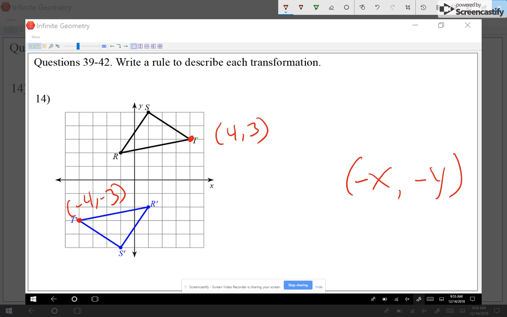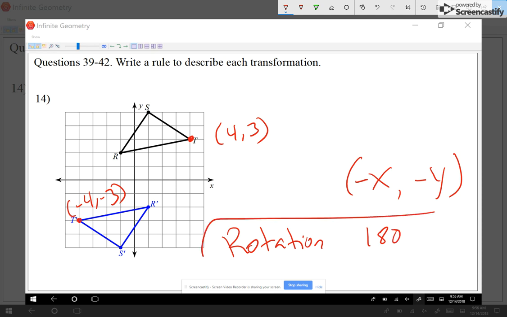So then I'm looking on my table. Rotation 180. You see a vertical line on the table? The rule is everything before that. After the line, that's what happens.